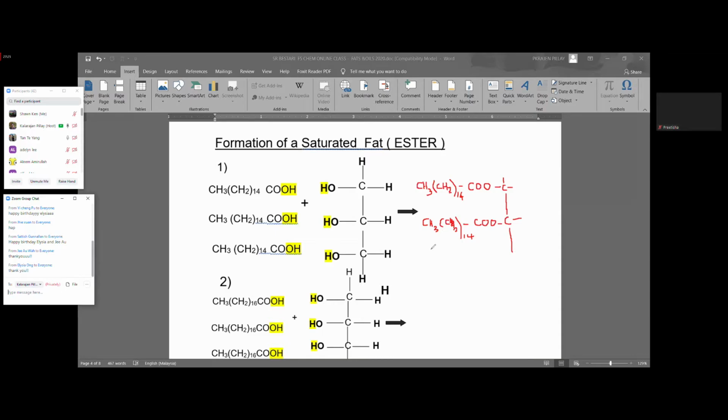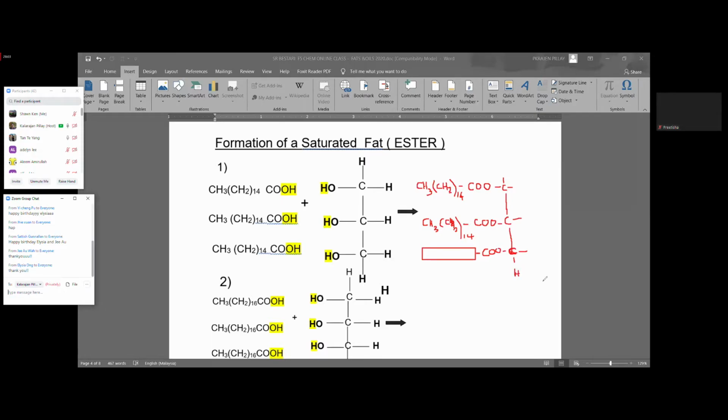Repeat this whole thing. I'm going to just put a rectangle here. This rectangle will be this one: CH3, bracket CH2, 14, COO. Now I'm going to put the CO there. Okay, COO. Can you see that? Then dash here, this will be a C. This will be a C, then dash, and then the H comes down.